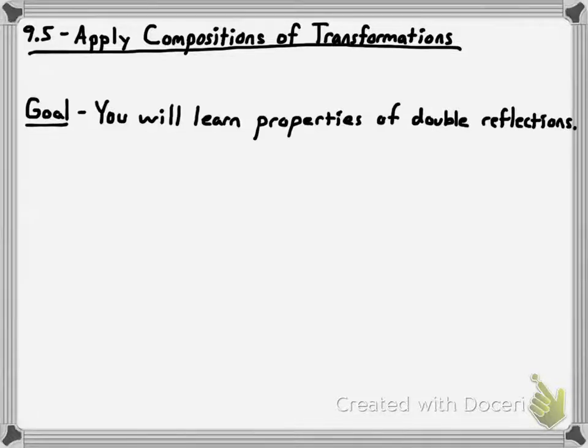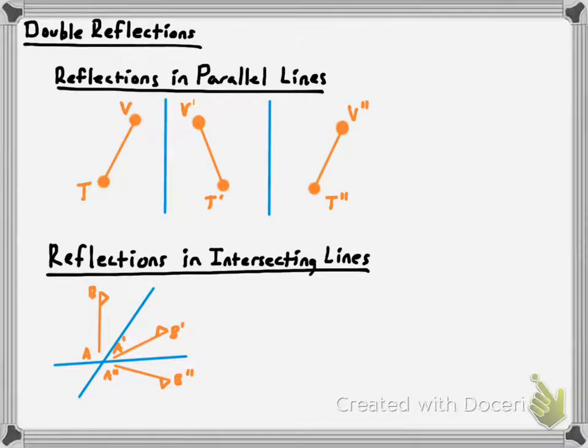Welcome. We've been talking about compositions in section 9.5, and we're going to look at one more special kind of composition, and that's a double reflection in this video. We're going to look at double reflections, meaning a reflection of a figure followed by a reflection of its image. We're going to look at that from a couple of different perspectives. We're going to look at what happens when you have reflections in parallel lines, and what happens when you have reflections in intersecting lines. There are very cool properties that turn out to be true whenever those things happen.